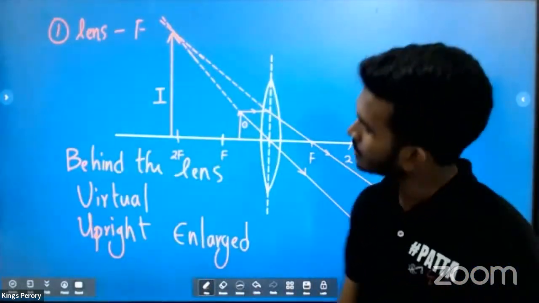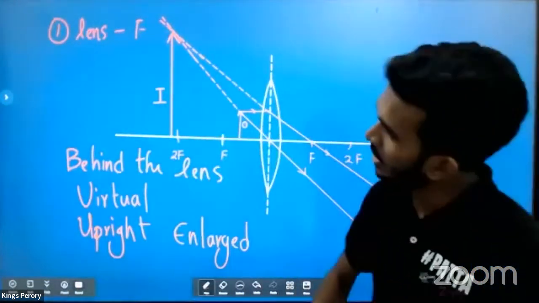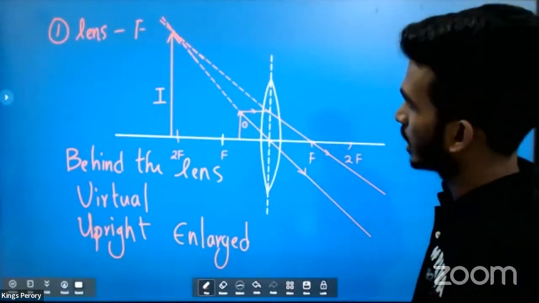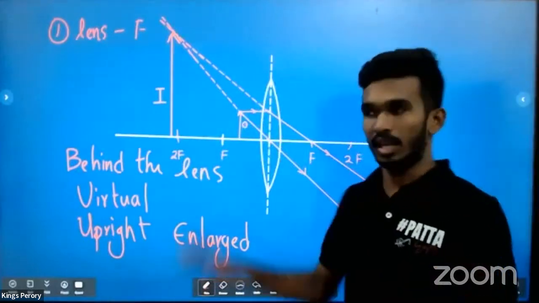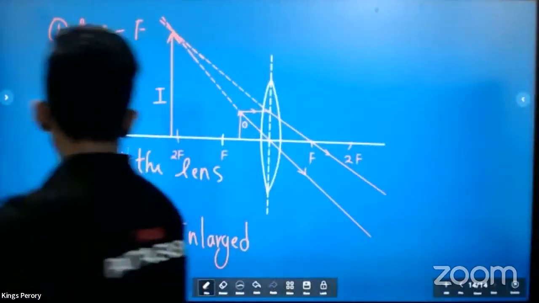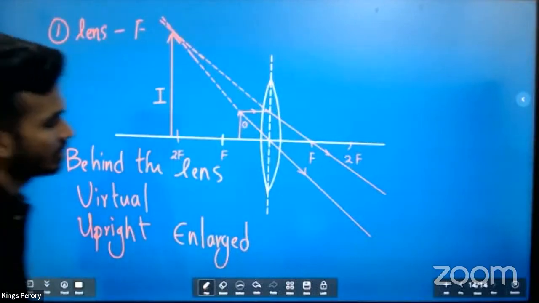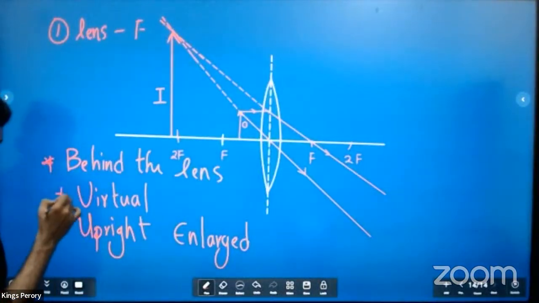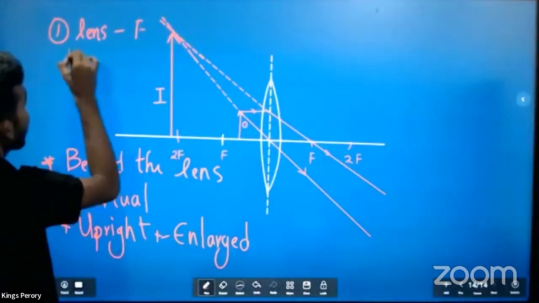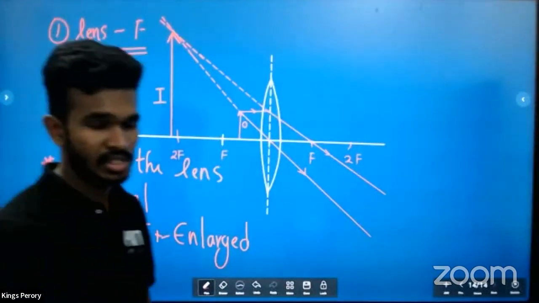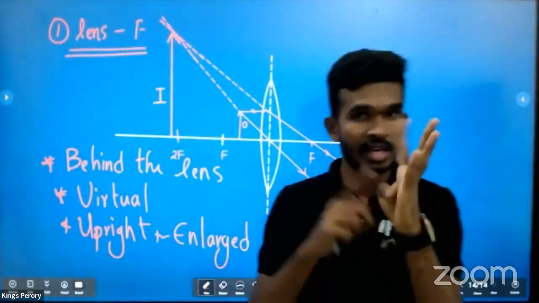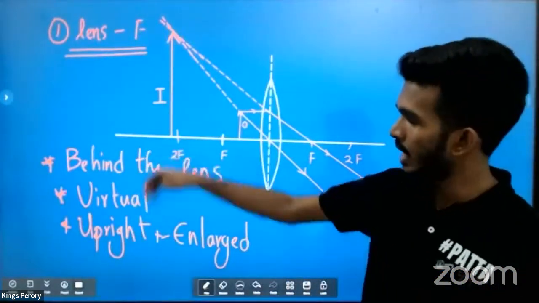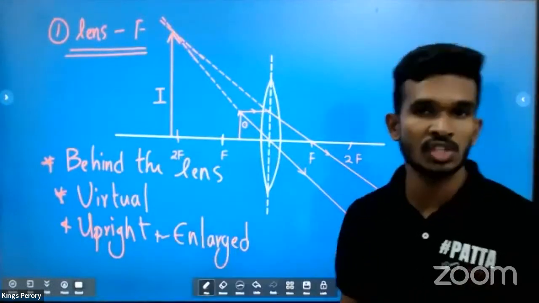So, the shortcut is, if object and image are in the same side, image is virtual. If object in one side, image in the other side, image is real. In a lens, not in mirrors. Here also we have a shortcut. Look at these properties for first ray diagram in convex lens. First ray diagram, convex lens: behind the lens, virtual, upright, enlarged.